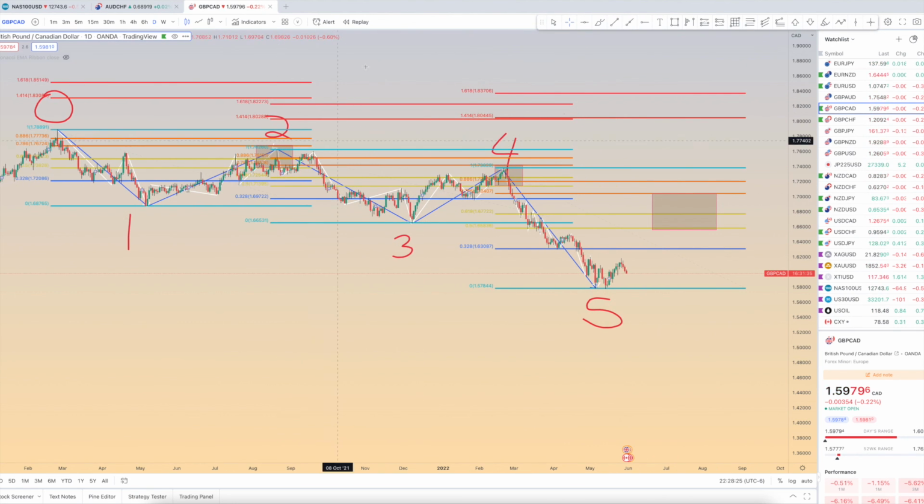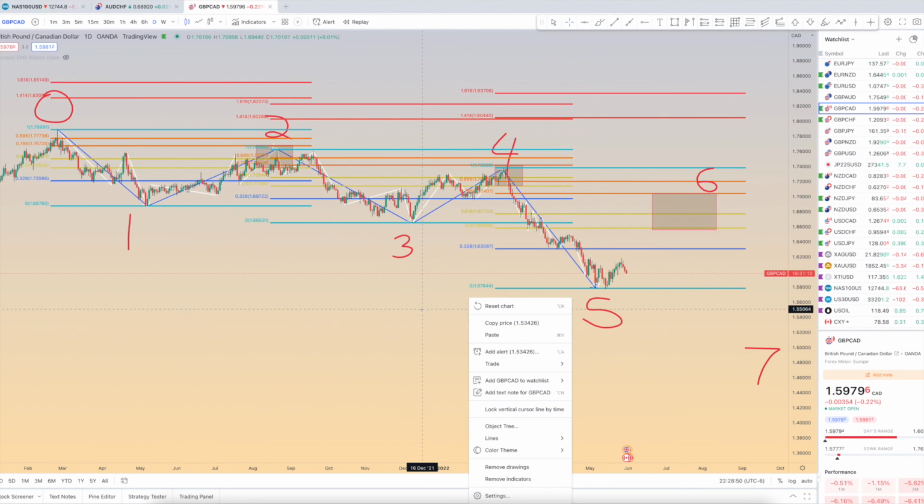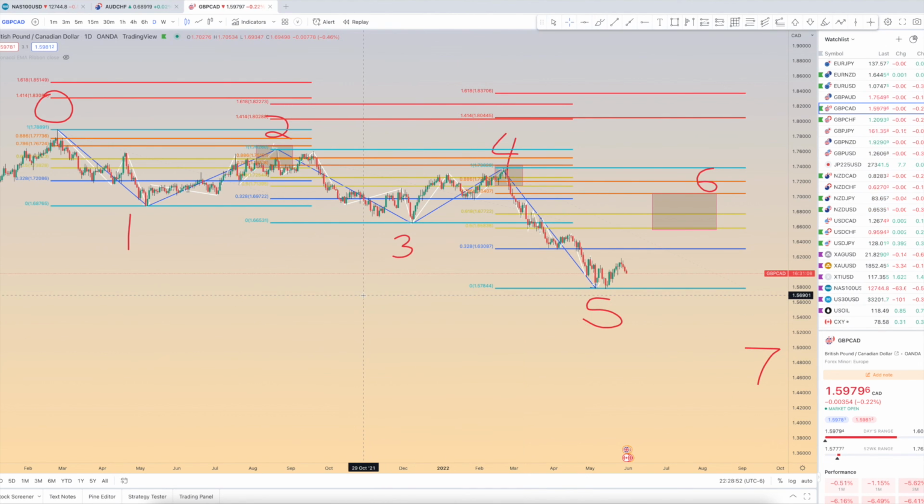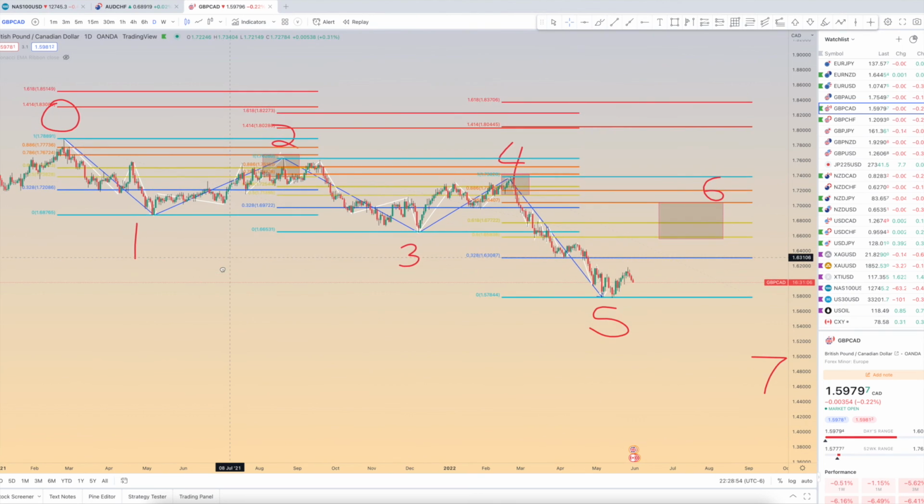So again, we saw the outlines of the Fibonacci. We see how this is playing out. And then we see the possibility of the waves hitting this area before coming down to a potential 7. So up here would be our potential 6, and down here would be our potential 7. And that would conclude Elliott waves and what to look for.